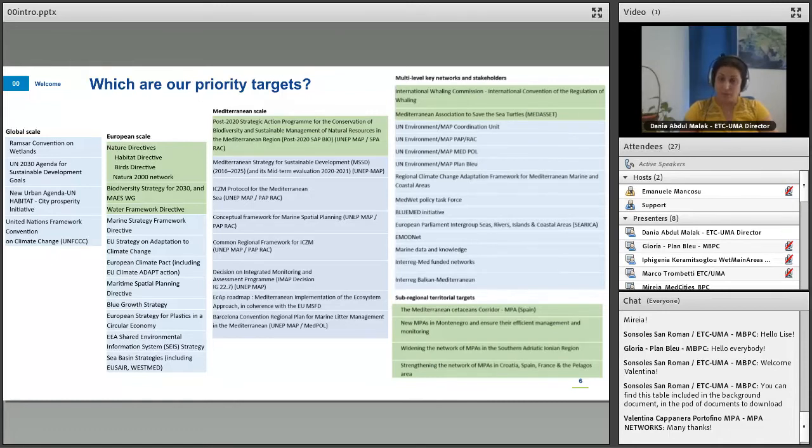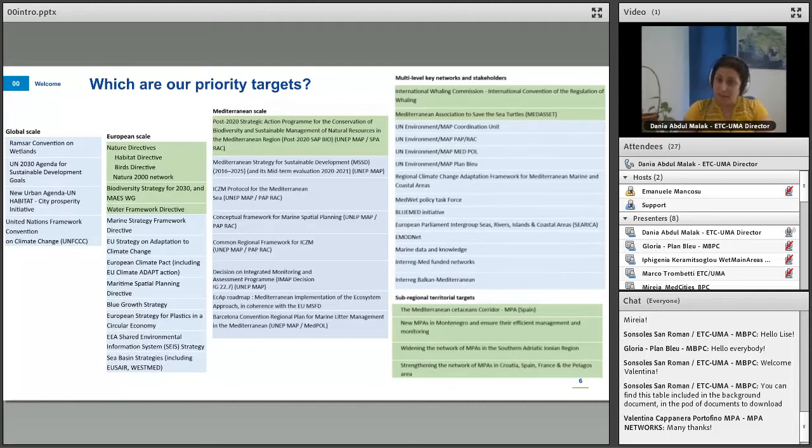To add to that, in this phase, we have added, as you see in the box down right, some sub-regional territorial targets. These targets were not present in the first phase. They are targets where we want to really go to the ground and try to influence as much as possible different territories through area-based management.